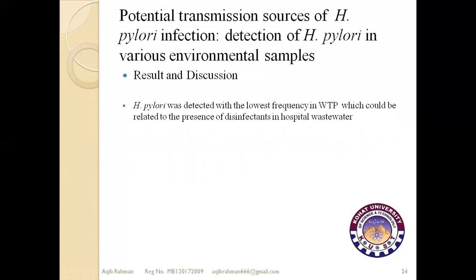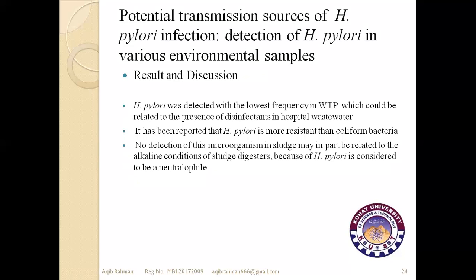H. pylori was detected with the lowest frequency in the hospital wastewater treatment plant, which could be related to the presence of disinfectant in hospital wastewater. Due to disinfectant, H. pylori cannot be detected in the hospital wastewater treatment. It has been reported that H. pylori is more resistant than coliform bacteria. No detection of this microorganism in sludge may in part be related to the alkaline condition of the sludge digester, because H. pylori is considered to be a neutrophile.